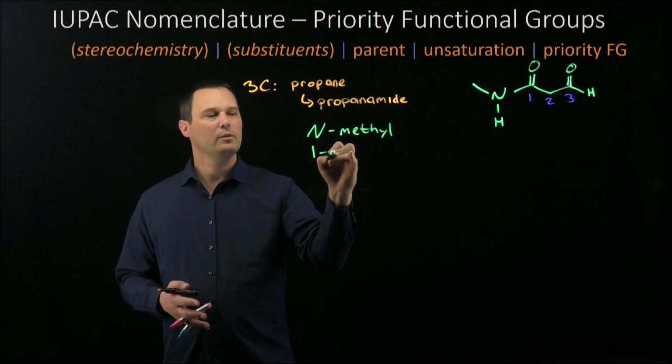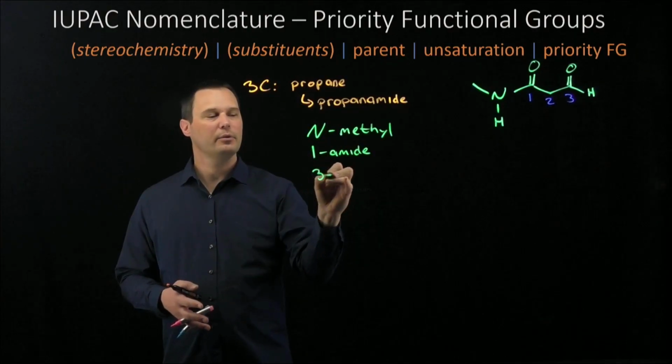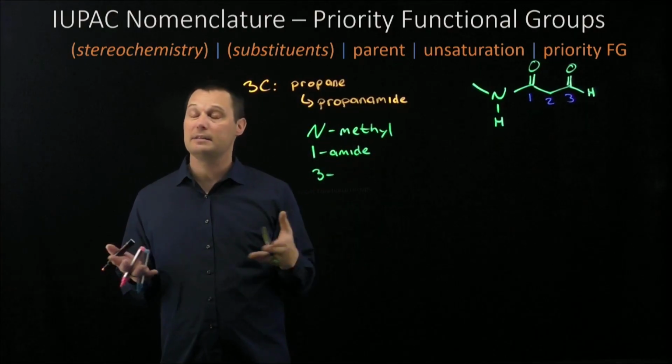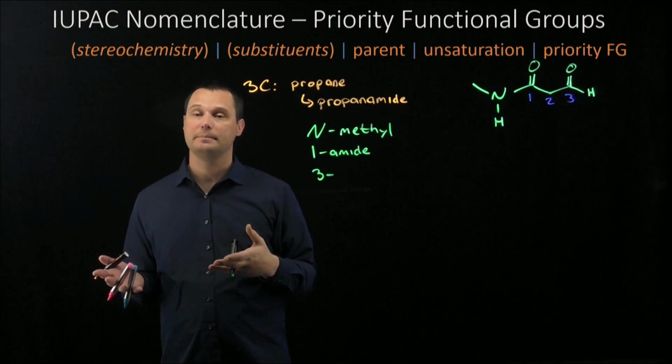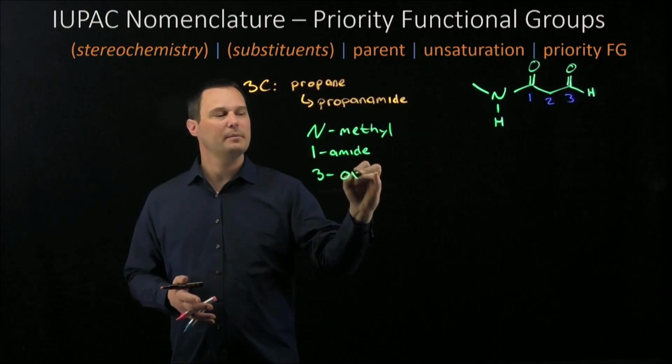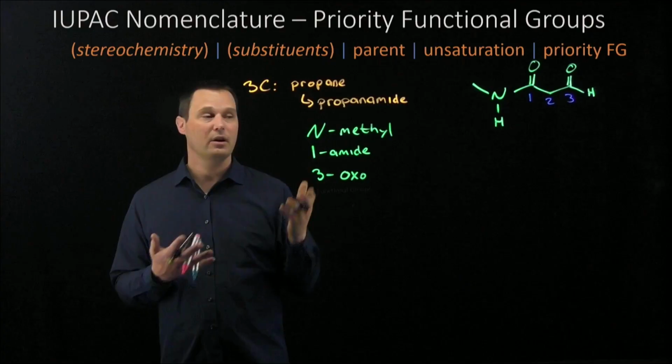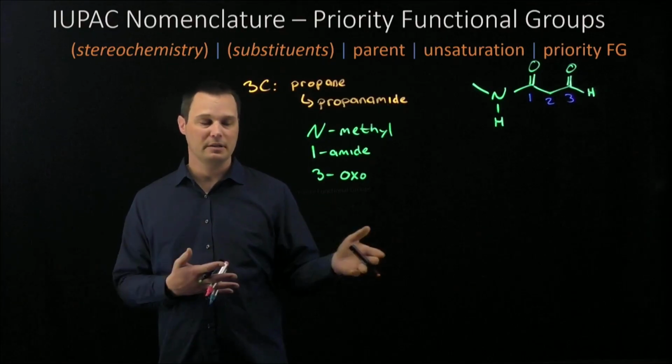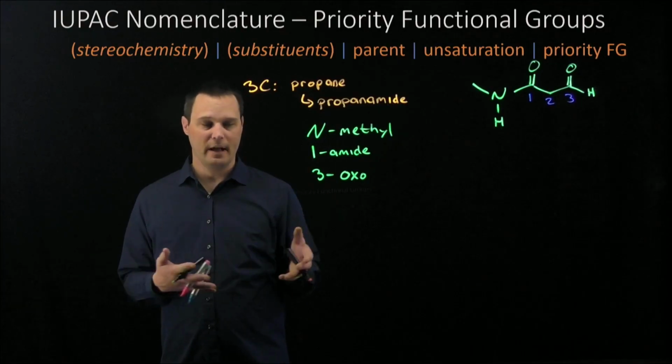On carbon number 1, we have our amide, and on carbon number 3, we have our aldehyde. The aldehyde is not the priority functional group in this example. But going back to our table at the beginning, an aldehyde as a substituent is named as an oxo substituent. That's all the substituents in this molecule. Now we're ready to build a name. We'll list the substituents in alphabetical order.